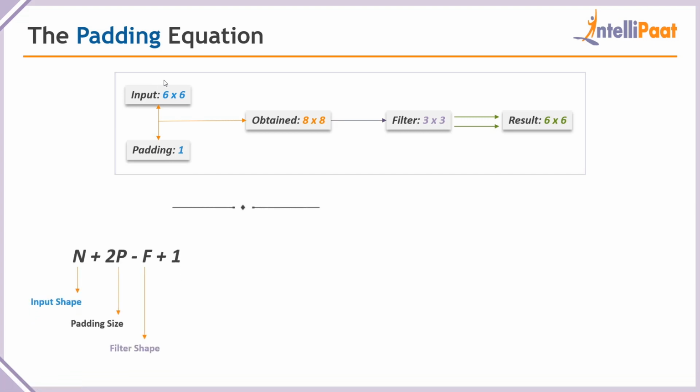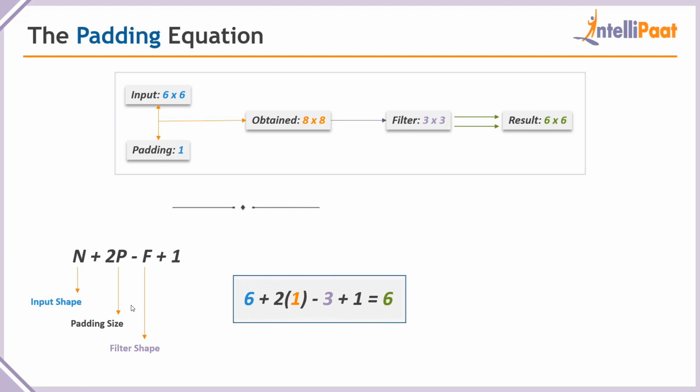Now, when you talk about the equation that calculates this, here is the exact equation: n plus 2p minus f plus 1. N is the input shape, p is the padding shape, and f is the actual filter shape. As you can see from the screen, the input shape is 6, so n becomes 6. We're going to pad with 1, so p becomes 1, so 2 into 1, minus f. F is the size of the filter, as you can see from here. The filter is 3.